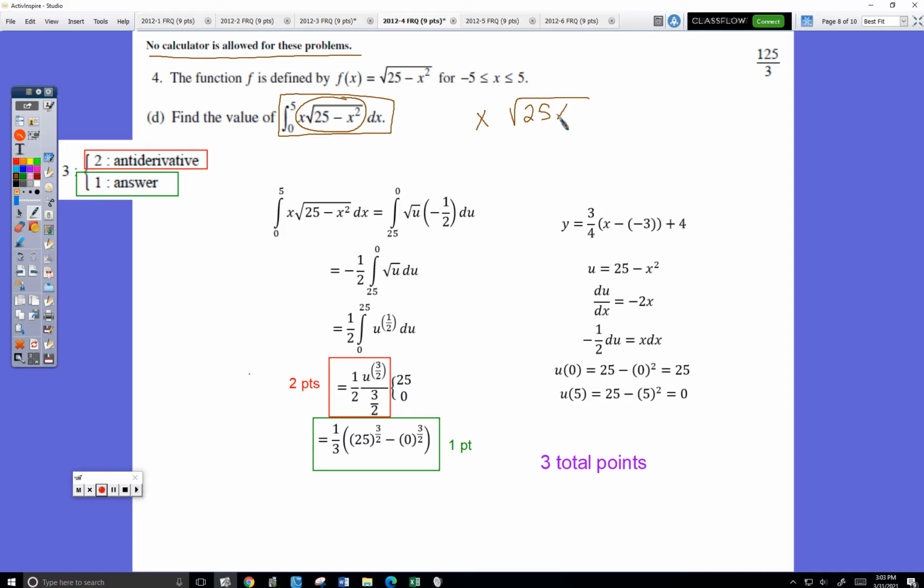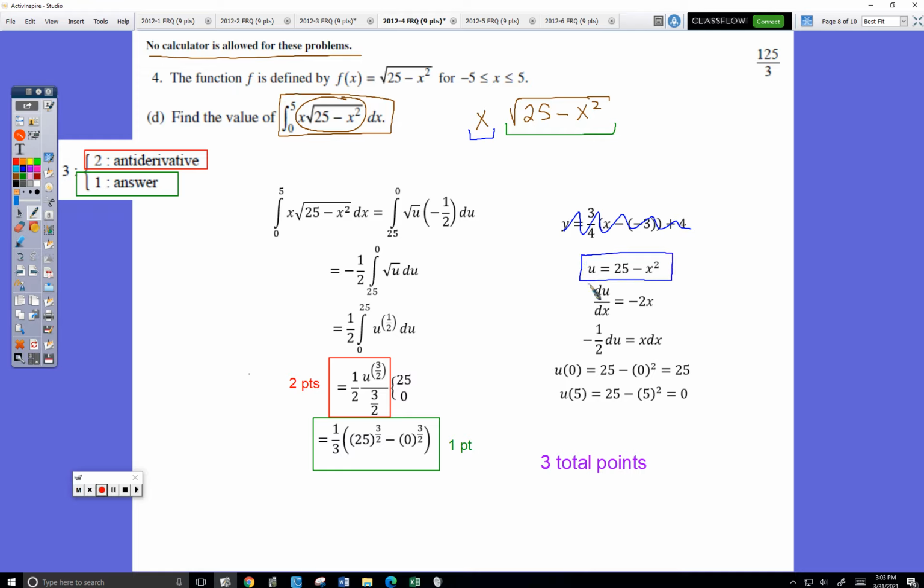So for use substitution, I'm going to take all or part of one of the multiplying functions. So I'm going to take part of this green multiplying function, and I'm hoping that the derivative of what I pick will equal the blue multiplying function. And it worked out great. This is leftover, so ignore that, sorry. So I chose u to equal 25 minus x squared.